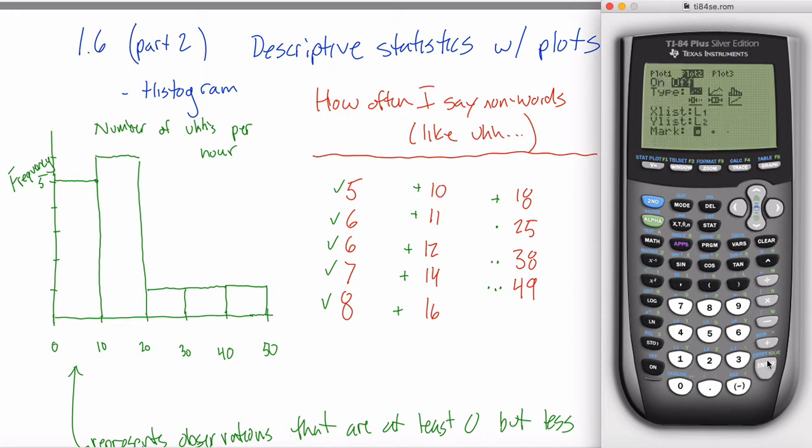Go over to off and hit enter. But mine was already off, so I didn't need to do that. But now this one's off. How do you get back to the last screen? Second and then y equals get you back into the stat plot menu.